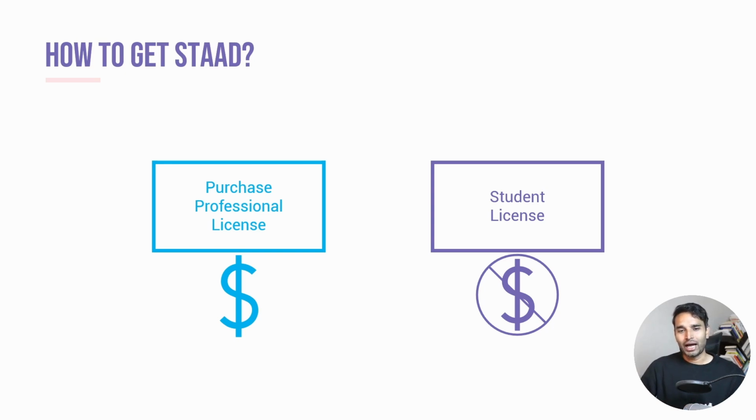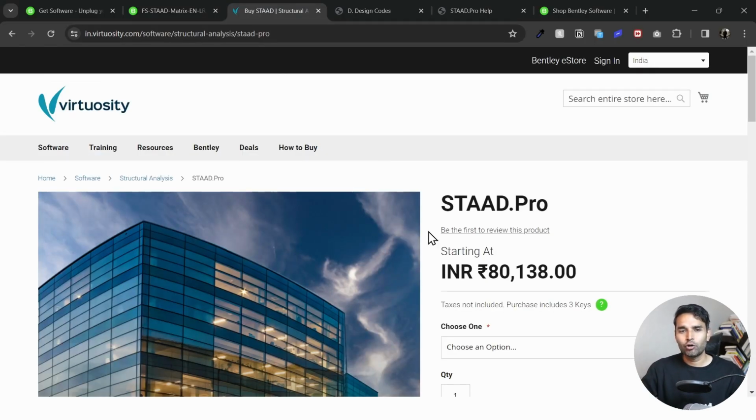It is better to have a professional license so that you do not fall into any legal issues down the line. Now, in order to purchase STAAD, all you have to do is click on the link below. I'll be dropping it in the description. You'll be headed over to a website called Virtuosity, which is basically an online store for the software of STAAD.